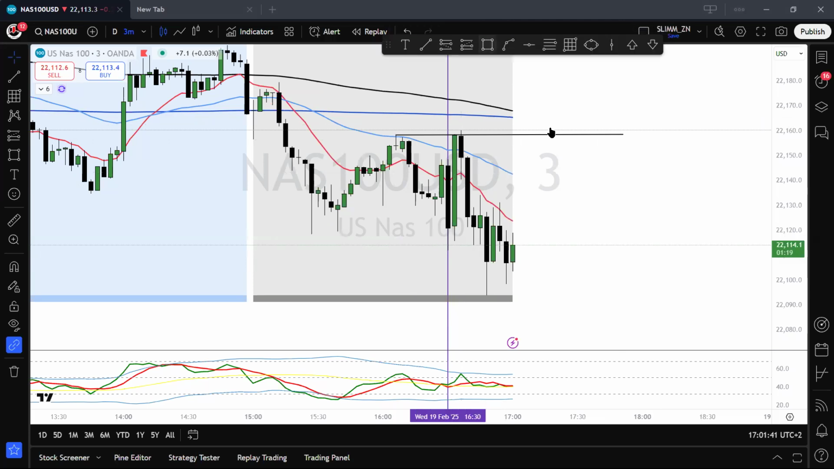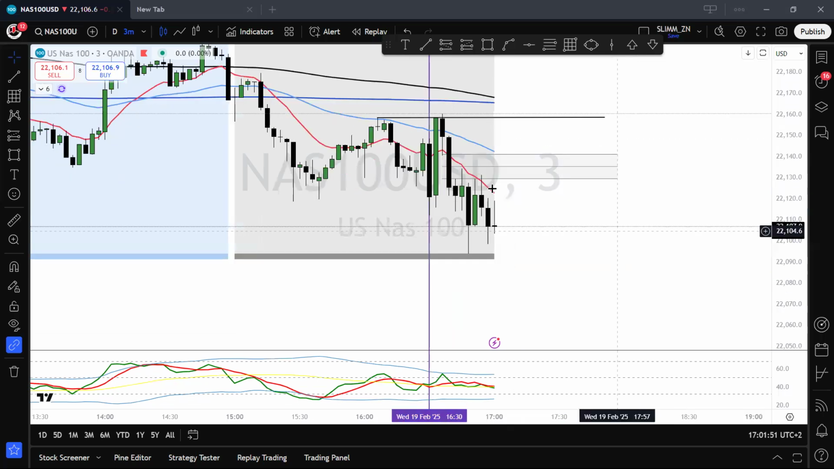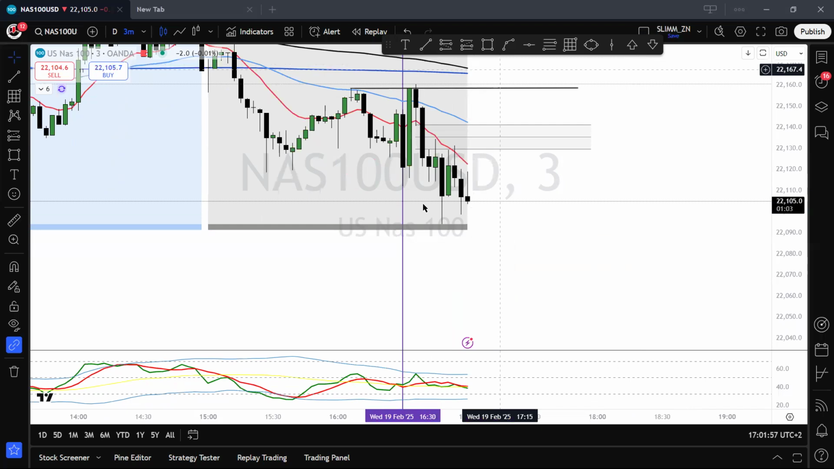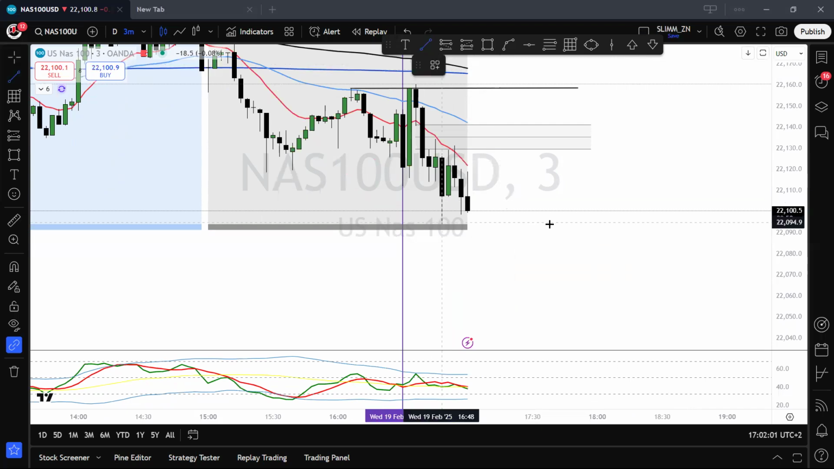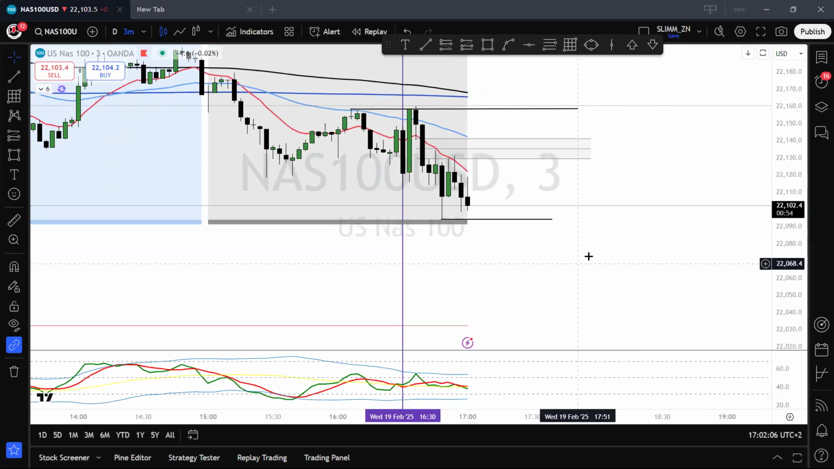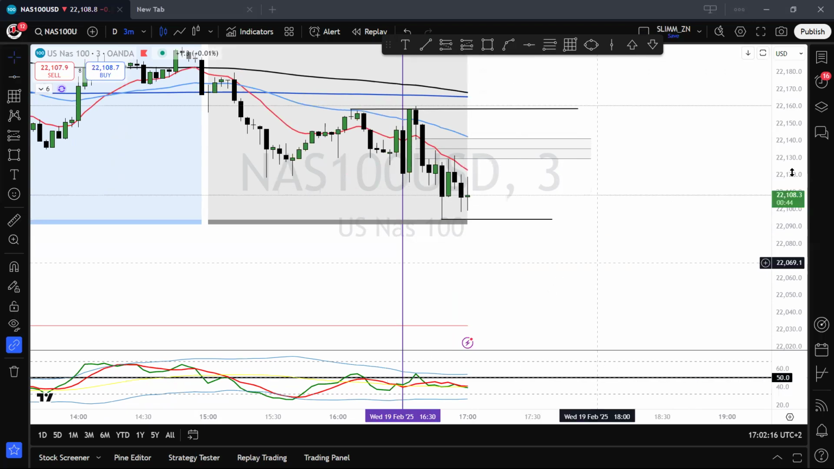What else do I have? I've got an imbalance right here, which has been tapped into. So I'm very open to seeing price stay below this particular zone and potentially break this level to confirm. I would love to actually sell NASDAQ. I'm just trying to put this line here. Okay, I would love to actually sell NASDAQ.